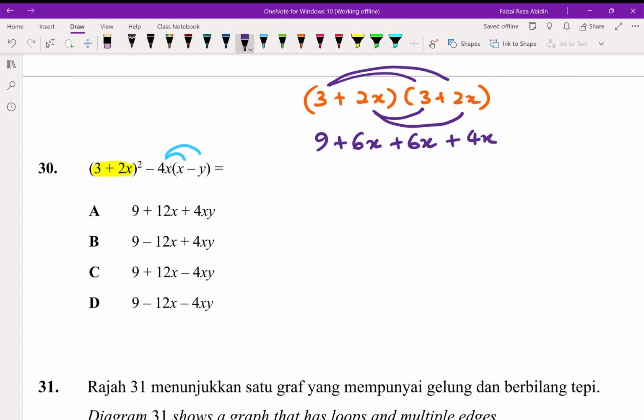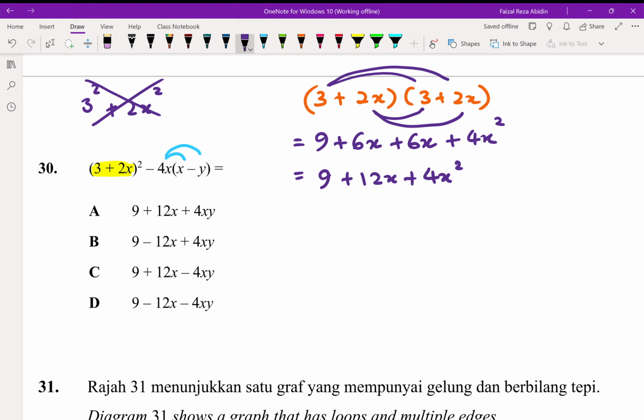Come again? 4x square, yes. Ramai orang tak nak buat macam ni sebab apa? Dia kata, leceh lah cikgu, panjang sangat. Saya nak buat terus saja. Boleh. As long as tak ada mistake. Sebab ada orang buat mistake, why? 3 square, 2x square. Dia buat macam tu je. Faham tak maksud saya? 3 square plus with 2x square. Dia buat macam tu. Betul tak? Salah dah. Okay. Be careful. Okay. So, this one you are going to get 9 plus with 12x plus with 4x square.